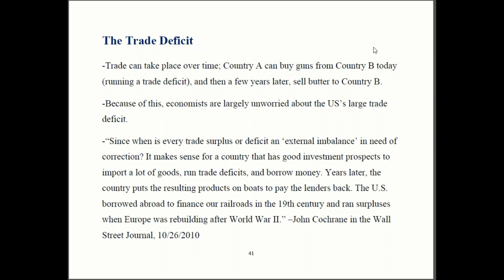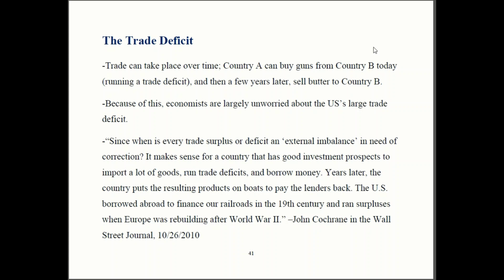One common objection is that I have not discussed a trade deficit so far. The short story is that the trade deficit causes a lot of worry among politicians and very little worry among economists. Why is that? That's because trade can take place across time. Maybe country B can make a lot of guns today and country A spends a lot of money buying them up, and then sometime in the future B decides to spend a lot of money on butter and the money then goes the other way. Because trade can even out like that over time, economists really don't worry about the trade deficit very much.